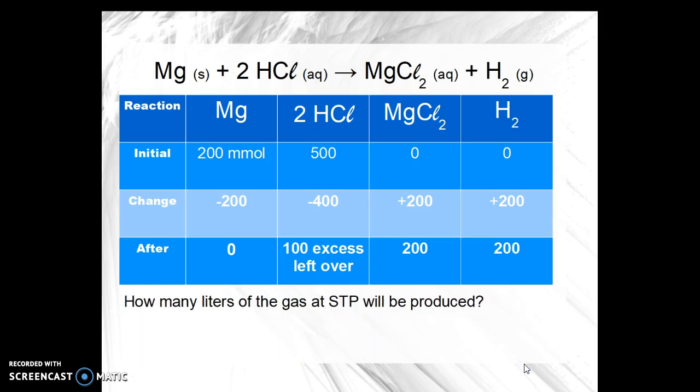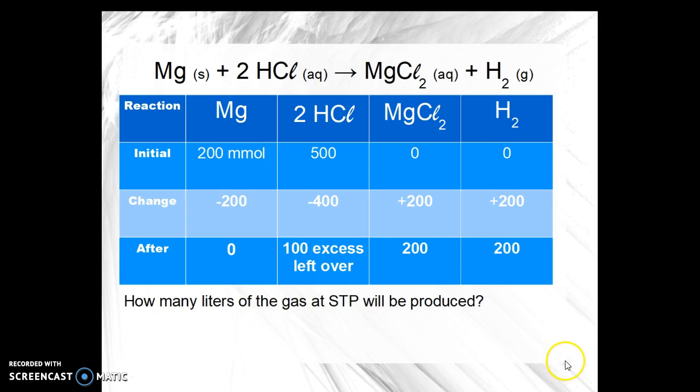We now have the final part of the problem: how many liters of the gas at STP will be produced? Well, we have to remember that these are millimoles, not moles. But it's at STP, so there will be 22.4 milliliters of gas produced for every millimole of the hydrogen. So the ratio of milliliters of gas to millimoles is the same as it is liters to moles.